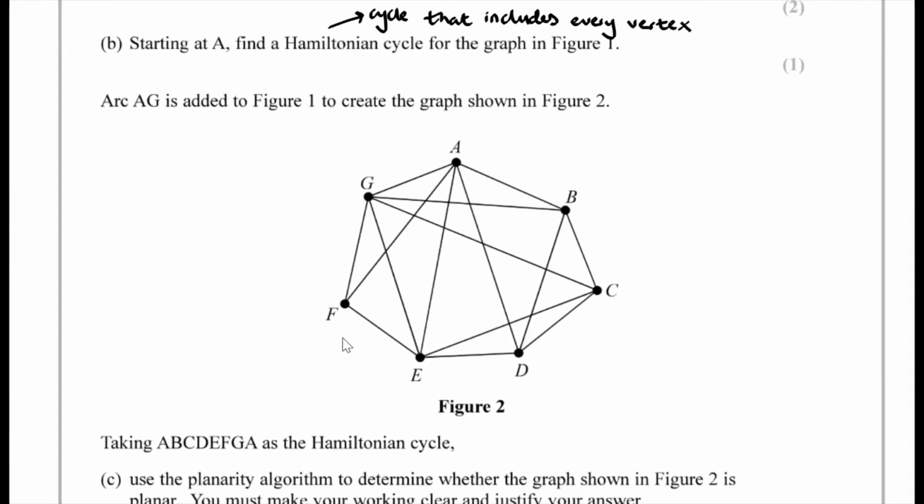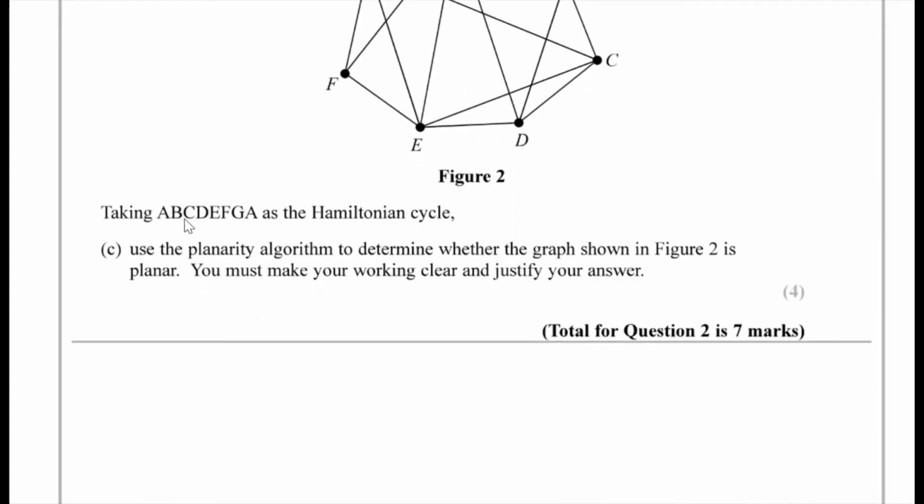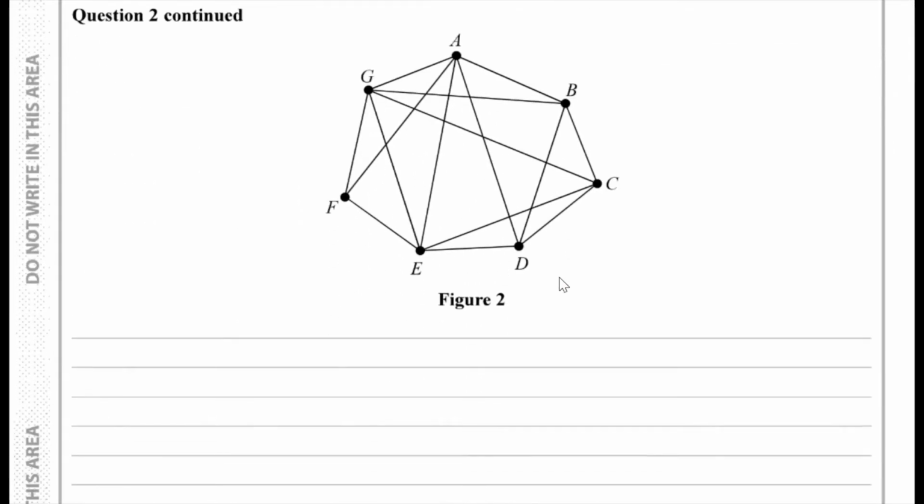And now for part C, arc AG over here is added to figure 1 to create the graph as shown in figure 2. And taking A, B, C, D, E, F, G, A as the Hamiltonian cycle, we have to use the planar algorithm to determine whether the graph shown in figure 2 is planar. You must make your working clear and justify your answer. Okay. So part C we'll do over here.